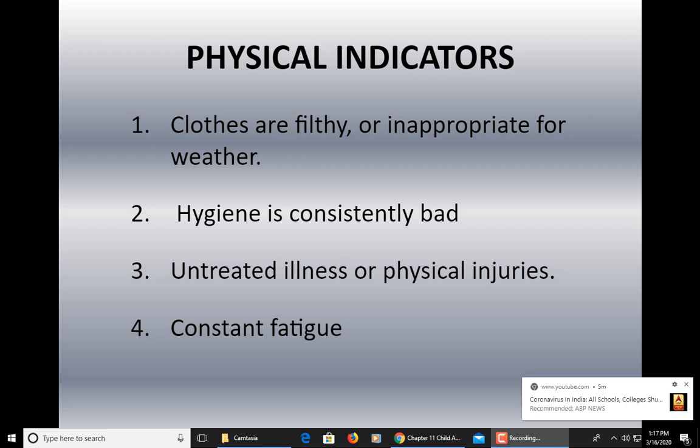And when I say constant fatigue, why does this apply to supervisory neglect? It might be a little bit different from physical neglect on number 4 here. If parents aren't watching their children, the children tend to stay up as late as they want. Then they have to get up for school, and they can barely keep their head up because they're so tired. That's just one example of how supervisory neglect can lead to constant fatigue.